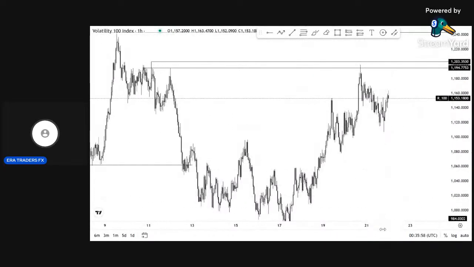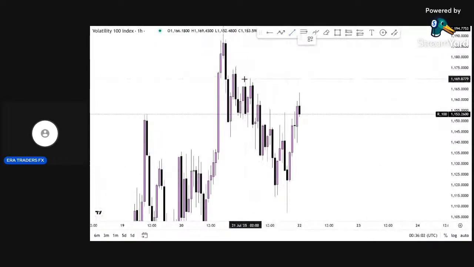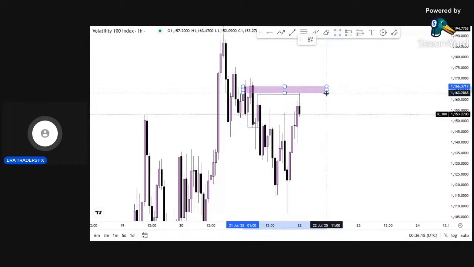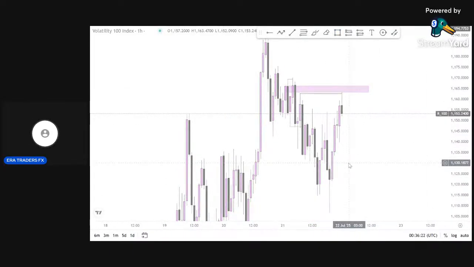So now what is happening now? Now I think I can see a clear pattern. There was a sweep of this high, sweep of that high, a break of structure to the downside. Then we now add this as our structural liquidity. So price coming into this level is literally an entry level. So let me use the 15 minutes time frame.